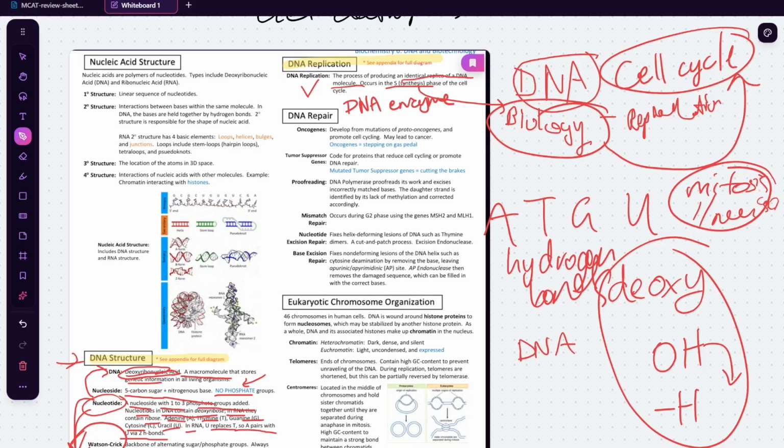So these are the 4 repair mechanisms that can happen. First is proofreading. So DNA polymerase will proofread its work. So that's why I need to talk about DNA polymerase. As a DNA polymerase adds nucleotides, it checks, is this correct, basically.